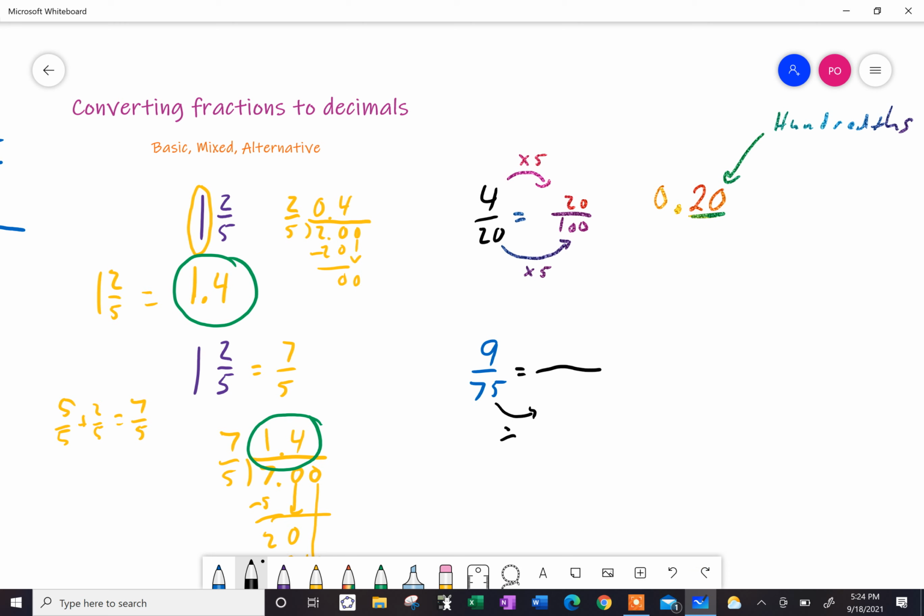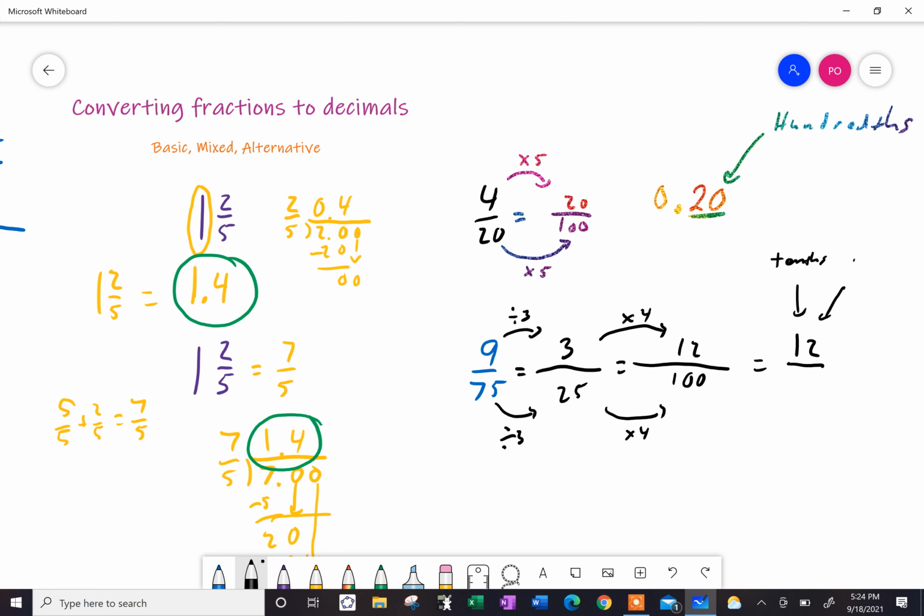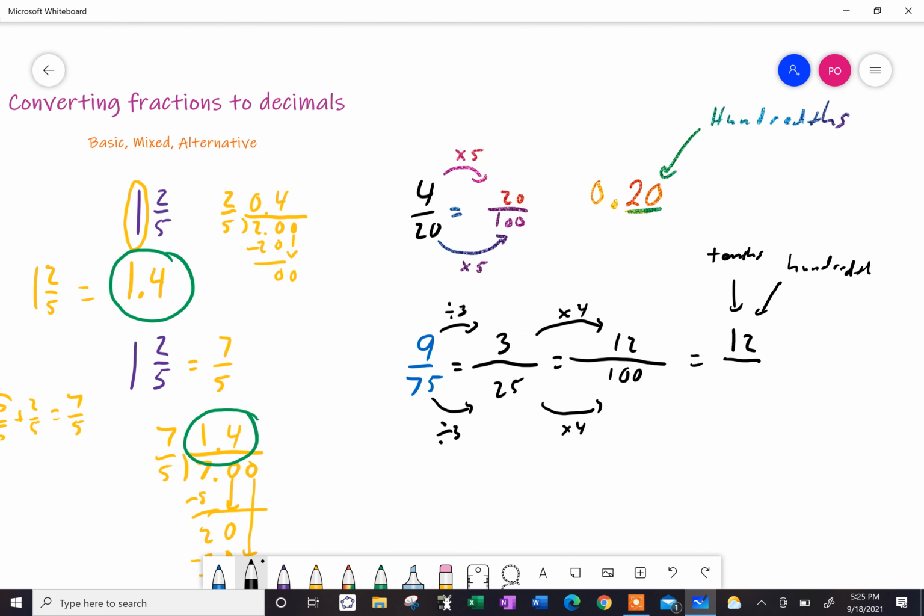So if I divide by 3, I'm going to get 25. So I'm going to divide by 3, and I get 3. Now, I'm going to multiply by 4. And here, I'm going to multiply by 4. And I get 12 out of 100. So once again, I need 12 to be in the hundredths place. So this is the tenths place. And this is the hundredths place. And because it was 12 out of 100, it becomes 0.12.